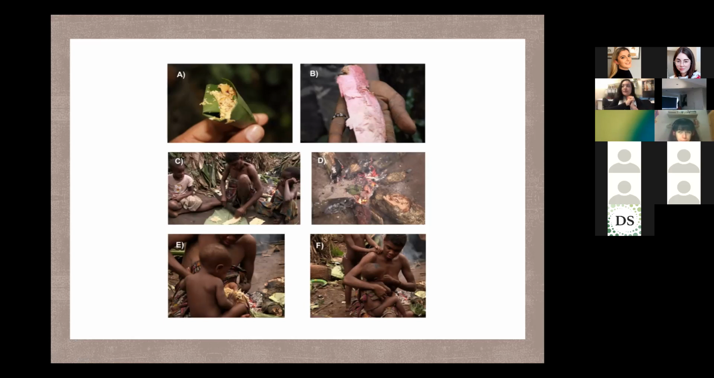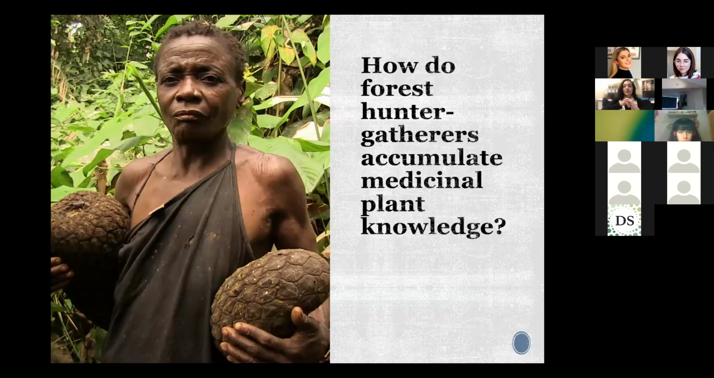So initially, for example, in one camp, I interviewed 15 people, and they told me over 80 different plants and over 200 different uses. So one of my research questions then has been how forest hunter-gatherers accumulate such diverse medicinal plant knowledge and uses.